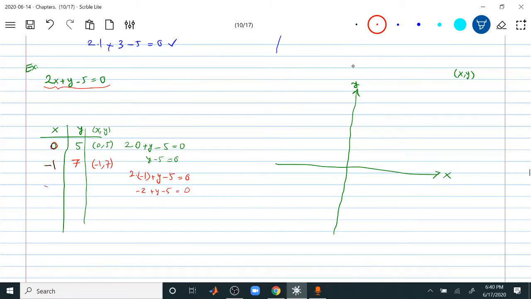You can try another one. Replace x with 2. 2 times 2 is 4, minus 5 gives you -1, so y must be 1. You'll see there is (2, 1) that satisfies this equation. You can try these numbers.